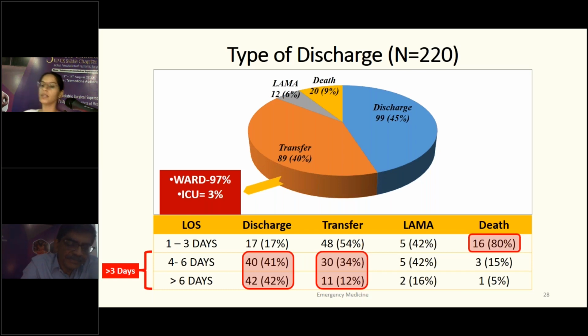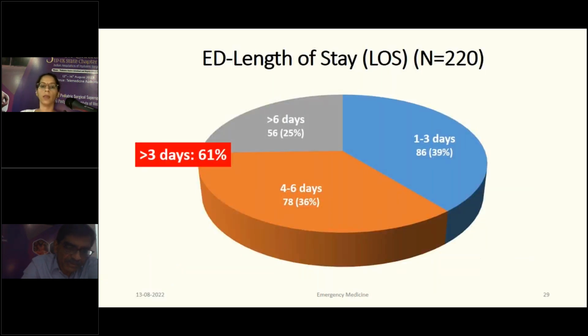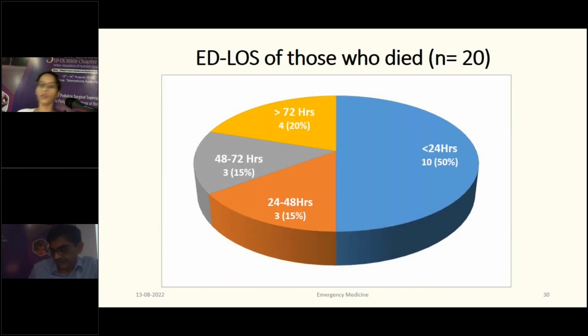Among the patients that expired in the ED, 80% expired within a span of 1 to 3 days. For the gross length of stay for all the patients admitted during this time period, more than 61% of the patients had a length of stay of more than 3 days. Of the patients who expired during this time period, more than 50% expired within a span of 24 hours of their presentation to the ED.